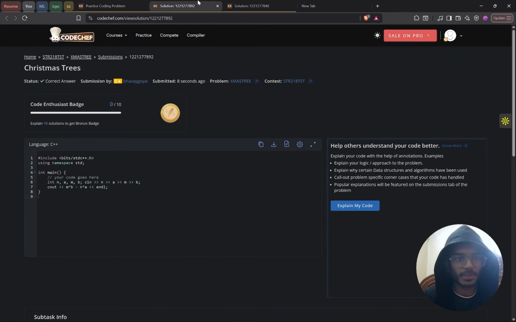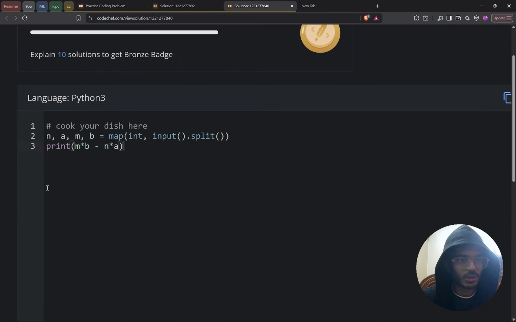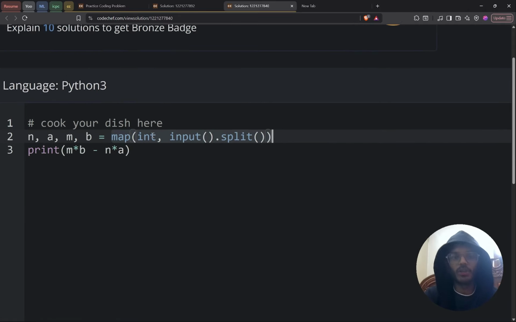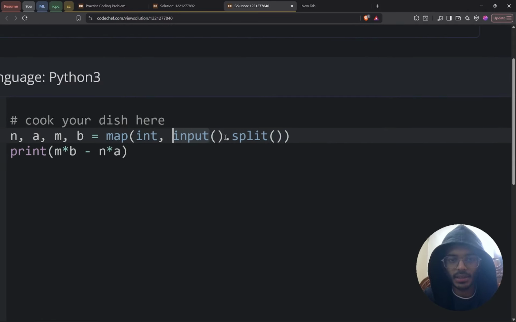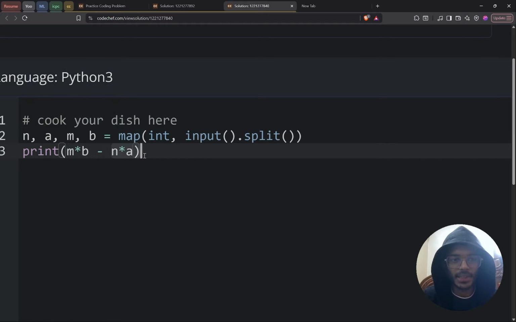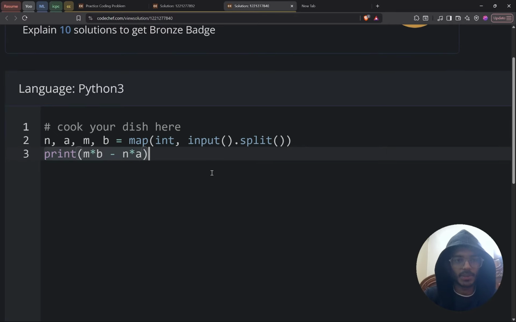So now let's see the solution in Python first. We'll begin by taking an input of N, A, M and B. So this is how we are taking an input. So what are we doing over here? We're first of all taking in the input of the whole line as a string, and then we'll split that line with respect to spaces. So this much part would give us a list of strings, right? And using this map function, we'll convert that list of strings into integers and map them inside N, A, M and B. And then simply we'll be printing M into B minus N into A. And that's pretty much the whole solution.